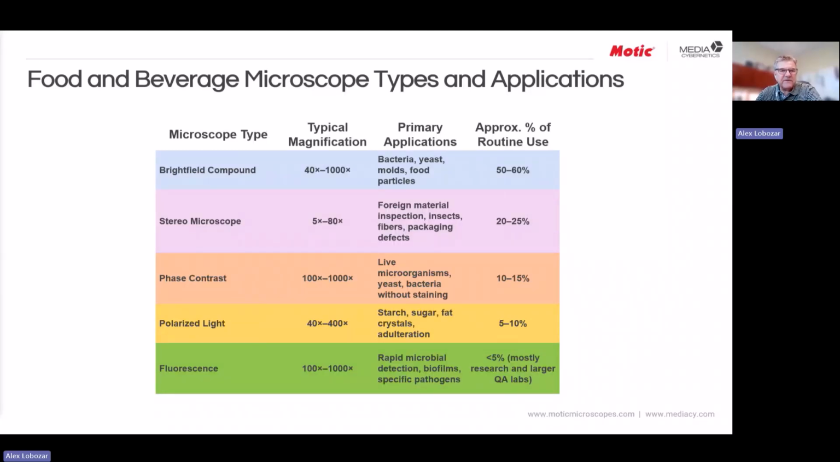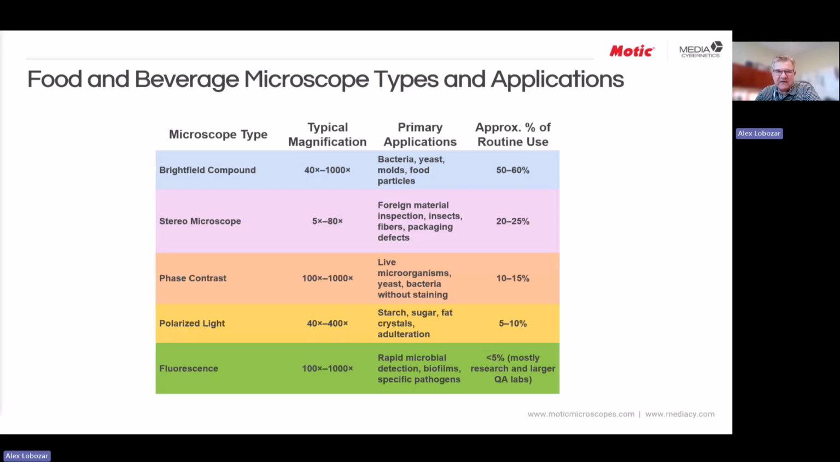Then you get into some specific applications of light and microscopy usage. The main one is phase contrast. It's similar to bright field, a derivative with specific optical additions. That's 100 to 1,000 times magnification.